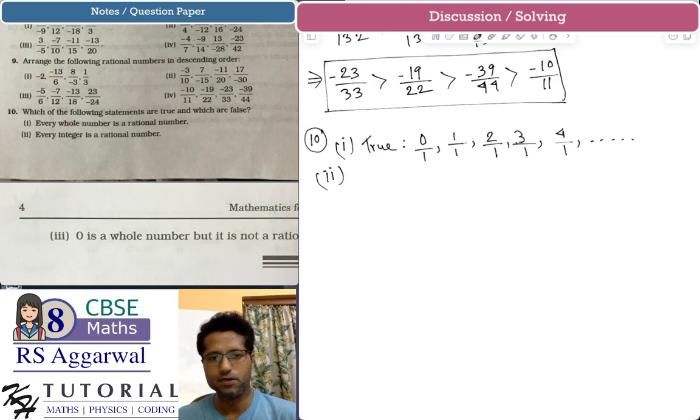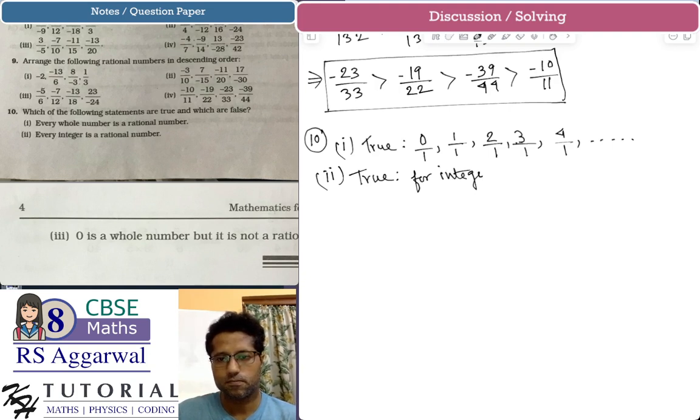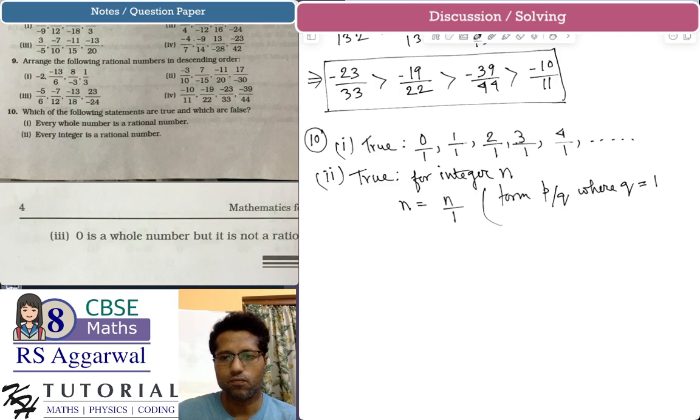Part 2, every integer is a rational number. This is true because every integer n can be written as n by 1, which is in the form p by q, where q equals 1. So this is also true.